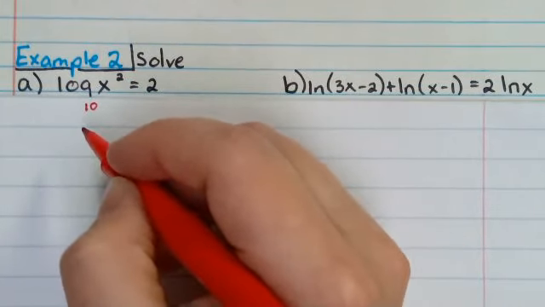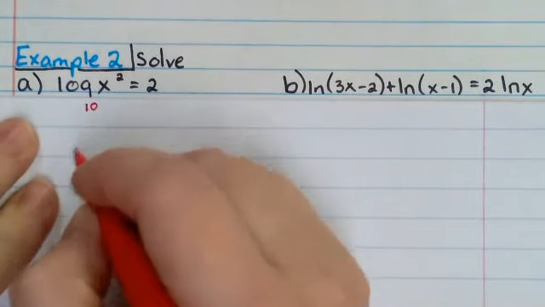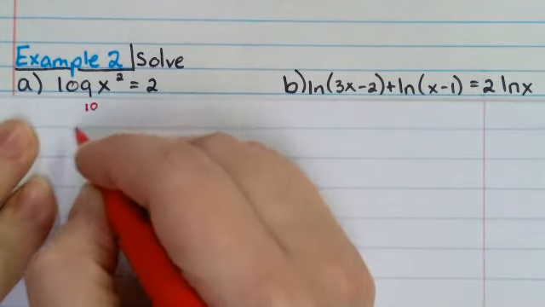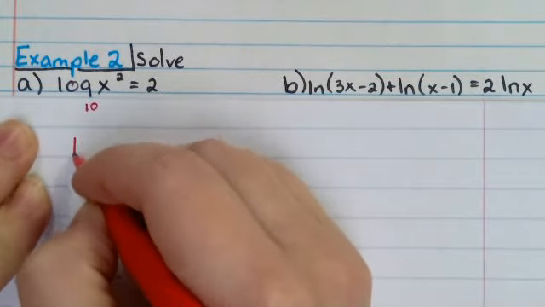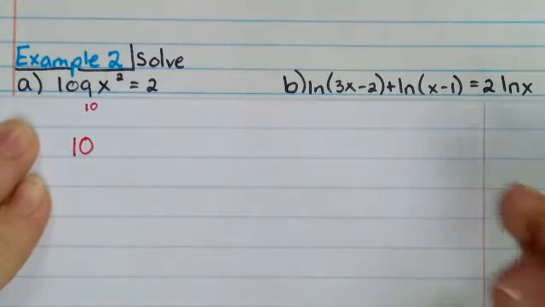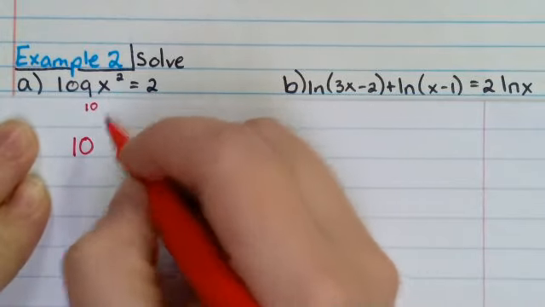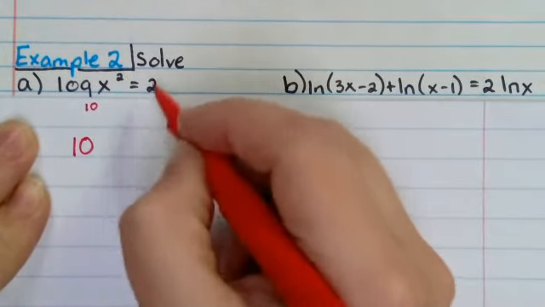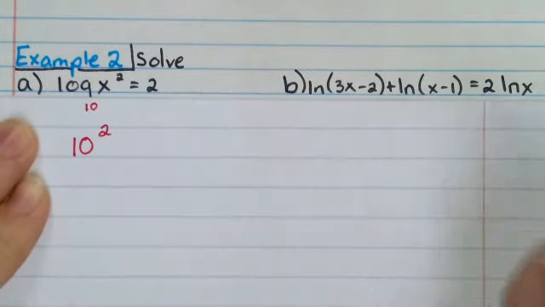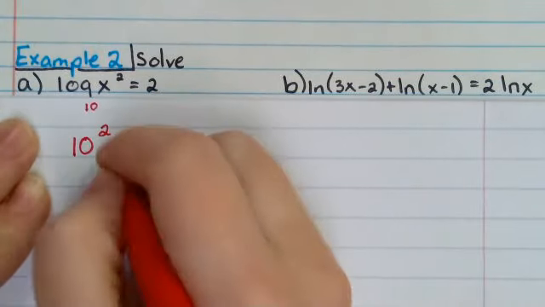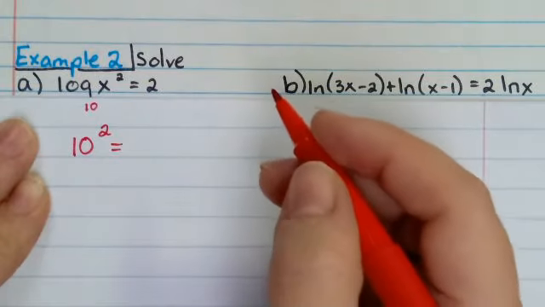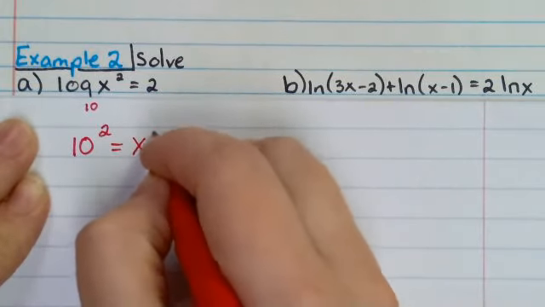And so we're going to write that in exponential form by taking the base of that log and making that the base of my exponential. Remember that a log is equal to an exponent from the exponential form. So this 2 becomes the exponent on my 10, 10 squared, and then that is equal to x squared itself.